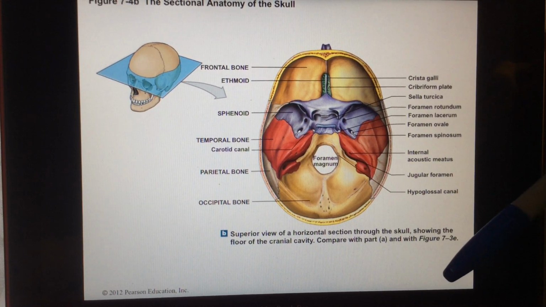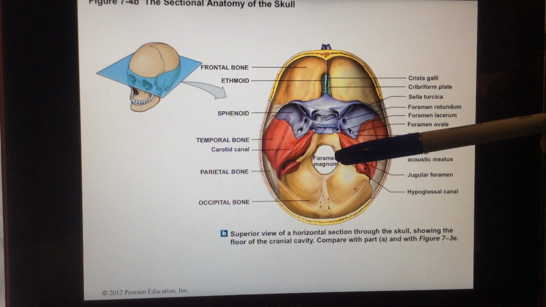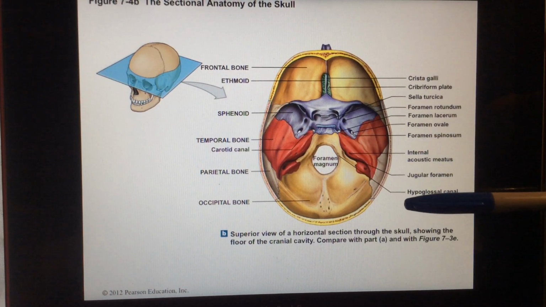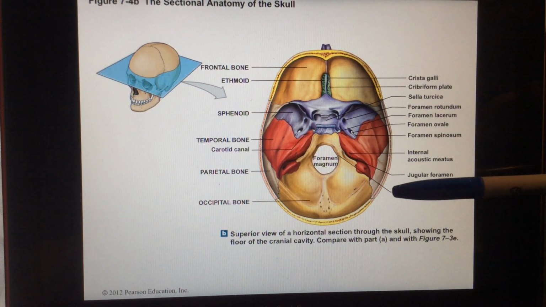Hopefully you will definitely see the foramen magnum in the posterior cranial fossa. Flanked by that, you're going to see a tiny little foramen off to the side of it, the hypoglossal canal. And then between the temporal and the occipital bones, you're going to see something called the jugular foramen.